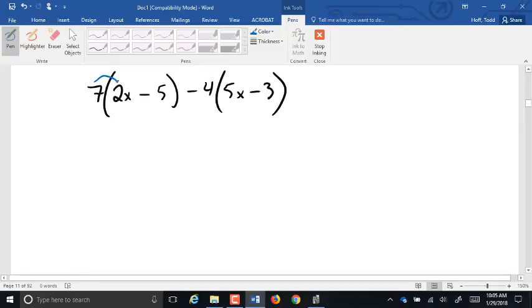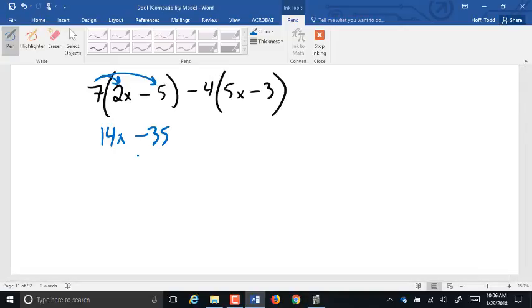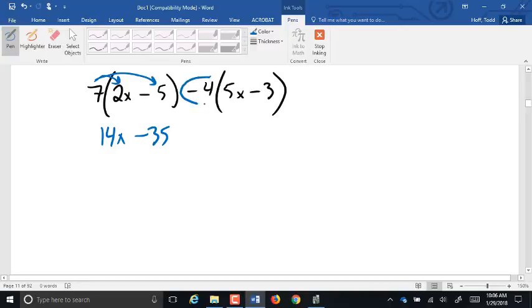So here we have 7 times 2x, which is 14x, and 7 times negative 5, which is negative 35. Now, the second part, there's 2 ways you can handle it, and I'm going to show you the easiest way. Rather than 4 times the 5x minus 3, we treat it as negative 4. Negative 4 times 5x, negative 20x, and negative 4 times negative 3 is a positive 12.